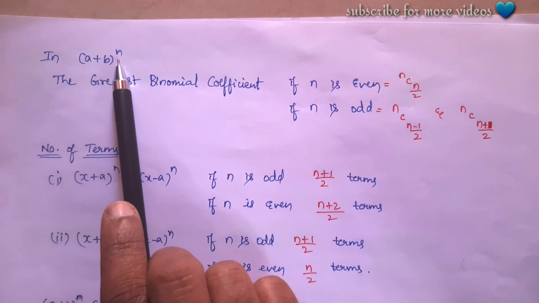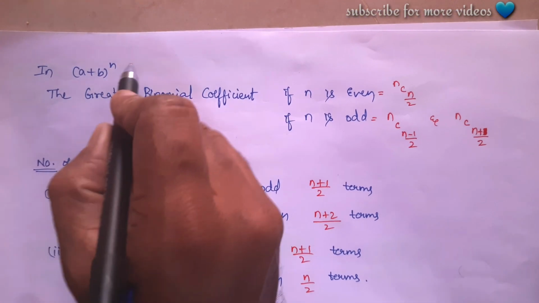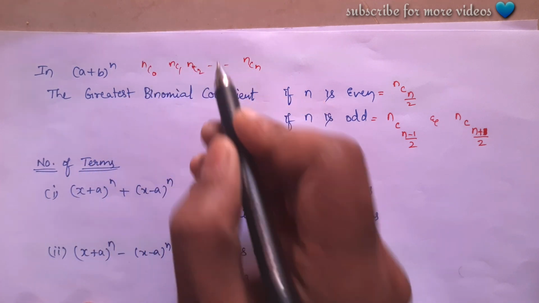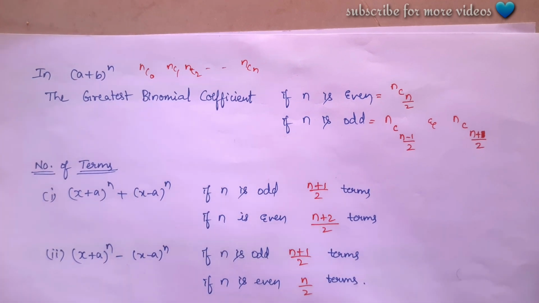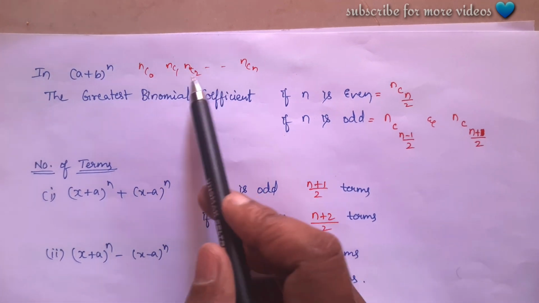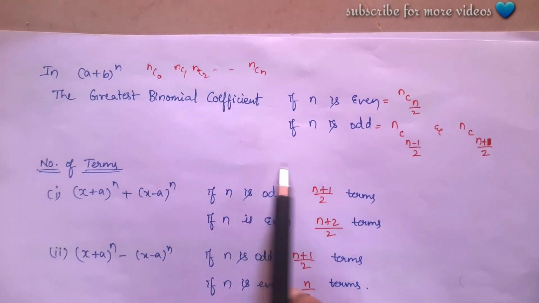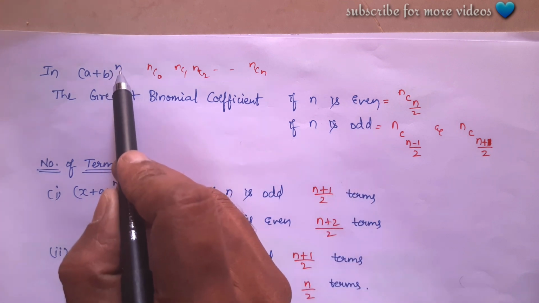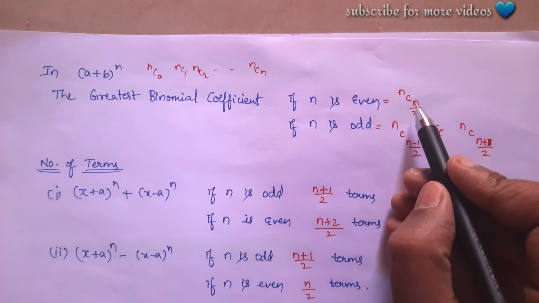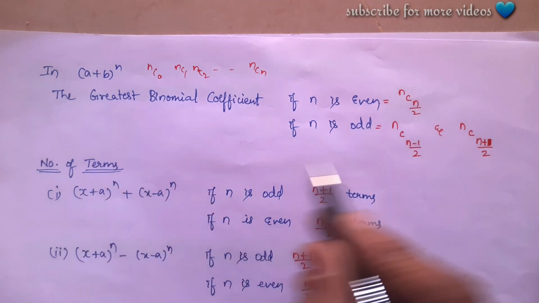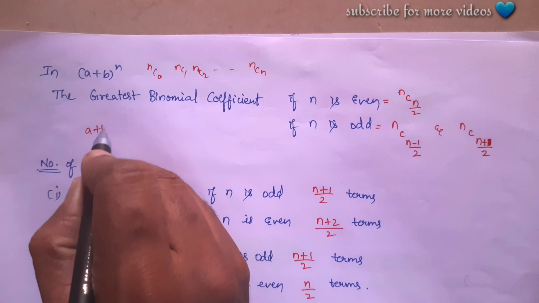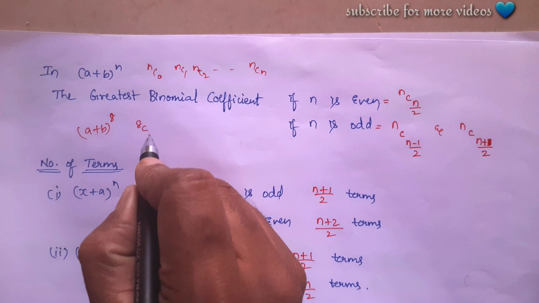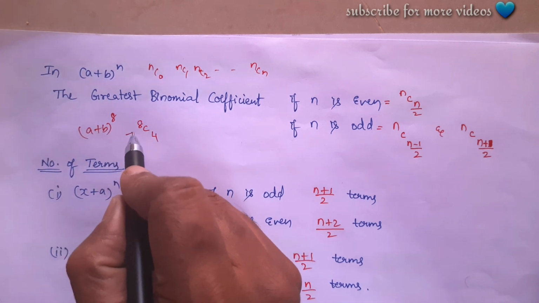So in the expansion (a plus b) whole power n, we know that binomial coefficients are nC0, nC1, so on, nCn. Out of that, which is the largest, or greatest? That is nothing but the one which gives the middle term. To find that, simply we have a formula: if n is even, in (a plus b) whole power n, the greatest binomial coefficient is nC n by 2. For example, (a plus b) whole power 8 is there. In that, the binomial coefficient is 8C 8 by 2, nothing but 8C4. So this is the greatest binomial coefficient.